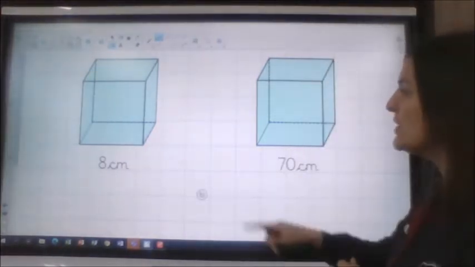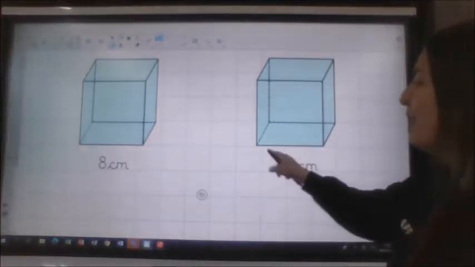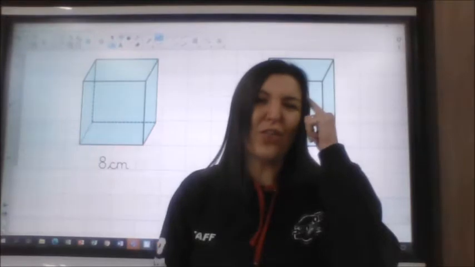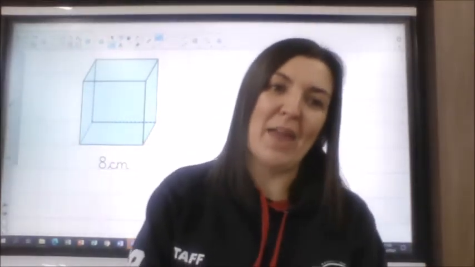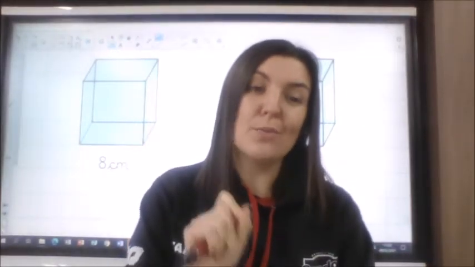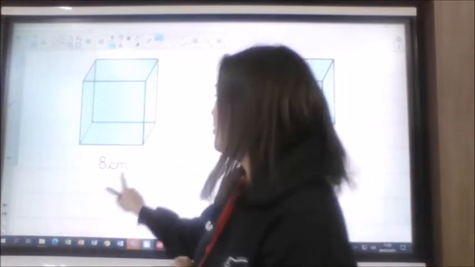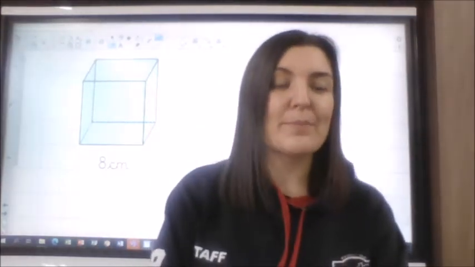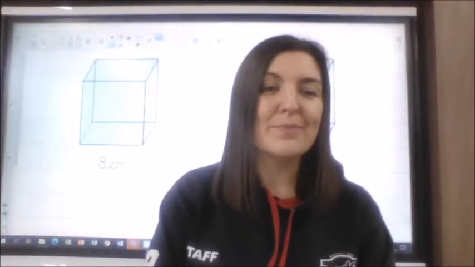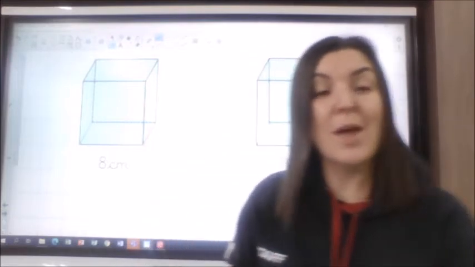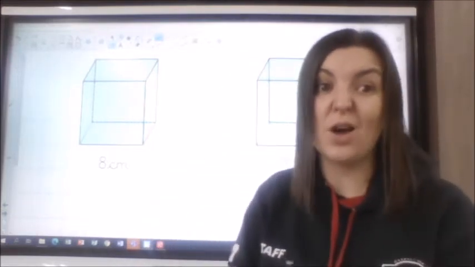Now with cubes, you'll notice I've only put one value on these. Have a think why that might be. It's a cube. So why do I only need the one value here? Have a little think. Right, so you might have thought, because it's a cube, all of the sides are equal.